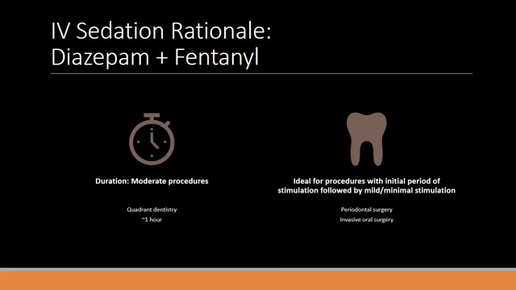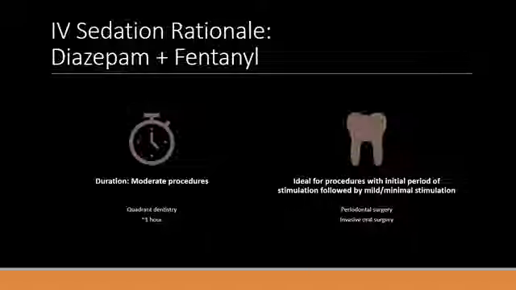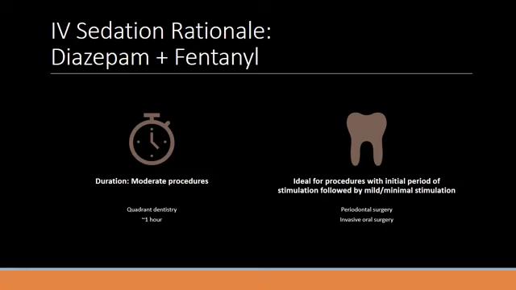It's used for moderately long procedures, things like quadrant dentistry, usually procedures that are right around an hour or so in duration. And it's ideal for procedures where you have maybe more of an initial period of somewhat of a stimulation, followed by a period where the surgical stimulation is minimized. So things like invasive oral surgery or periodontal surgery, endodontic surgery, where maybe we've got a little bit more discomfort up front. We're going to give our local, that's a little more stimulating. And now that they're numb, they're going to be able to tolerate everything fairly well.